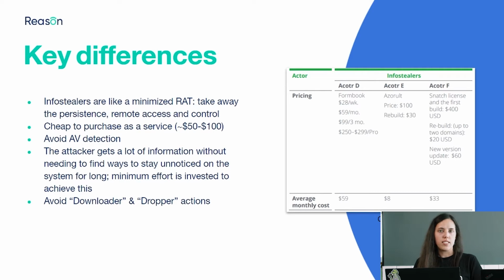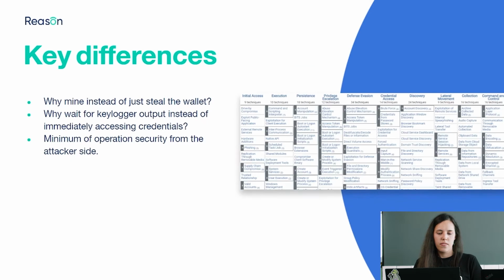Also, if you're operating this alone, it means less effort for you and less changes to the code. On the right, we can see how it is reflected in reality. When we look at the MITRE ATT&CK chart, we can see that the fewer cubes marked means the less suspicious and less eye-catching the malware is.